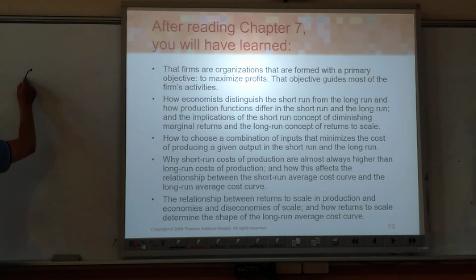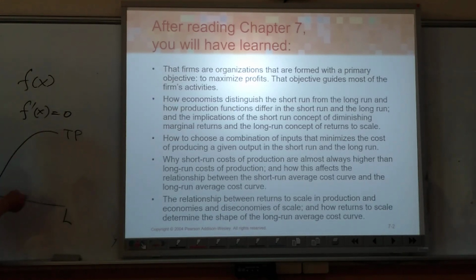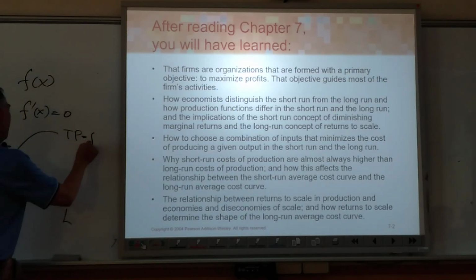So for a function f(x), the way to find a maximum is to find f prime x, okay? F prime x must be equal to 0. And let us say this is the unit of input, and this is the production, Q, okay? So here is TP, total product, and this is also f(x).